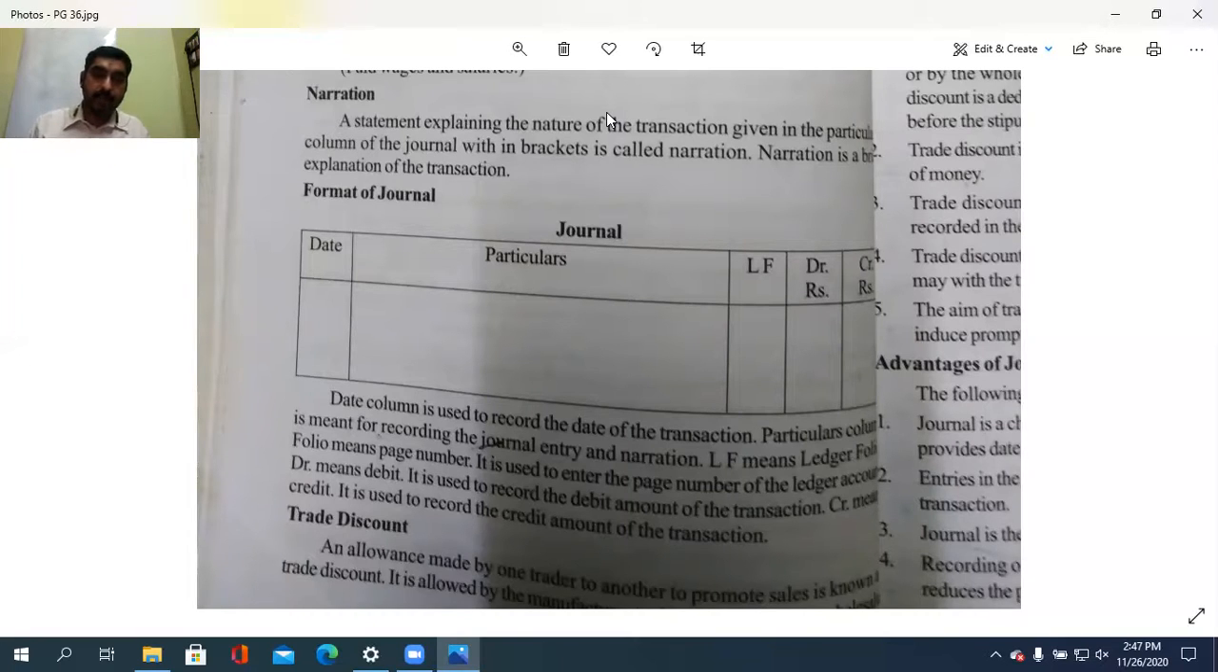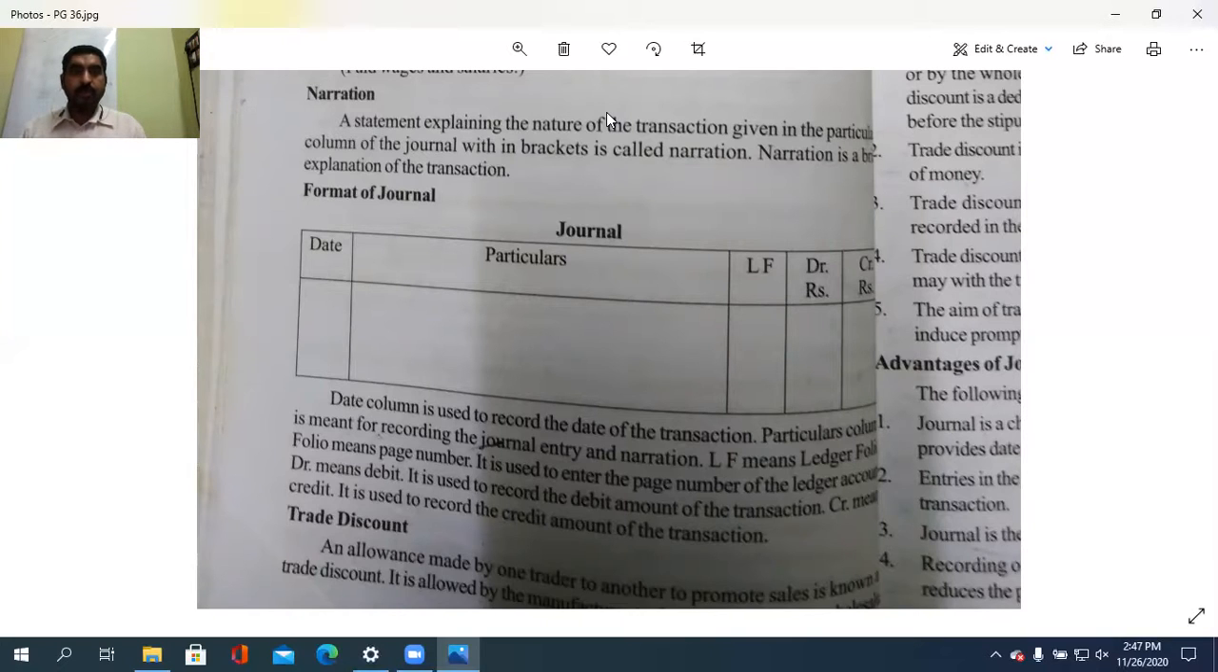OK, so that is what was said. LF means ledger folio, that is the page number, and it is used to enter the page number of the ledger account. DR means debit, and it is used to record the debit amount of the transaction, and CR means credit, it is used to record the credit amount of the transaction.